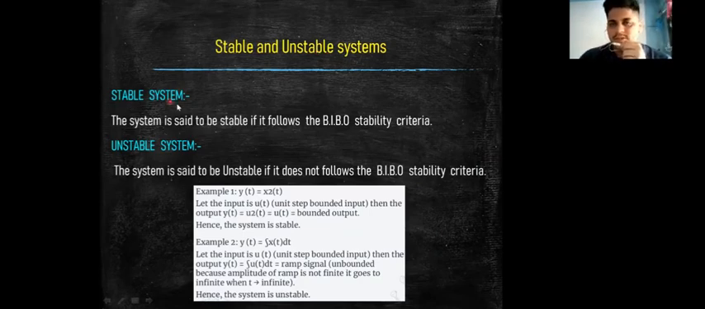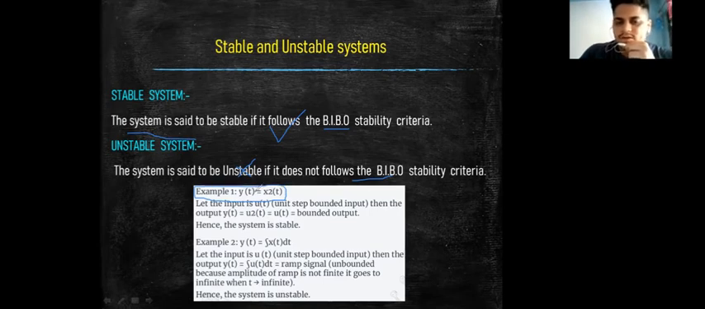So the system is said to be stable if it follows the BIBO stability criteria. Now you may ask, wait, what is BIBO? BIBO stands for bounded input, bounded output stability criteria. So a stable system must follow BIBO, whereas the system is said to be unstable if it does not follow the BIBO. So let's take a look at this example and we will understand the concept better.